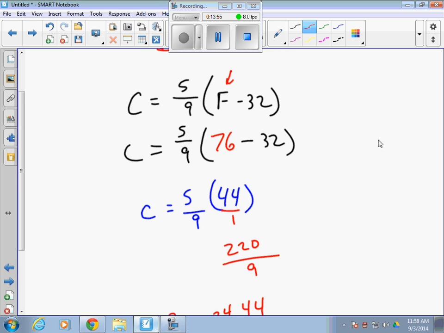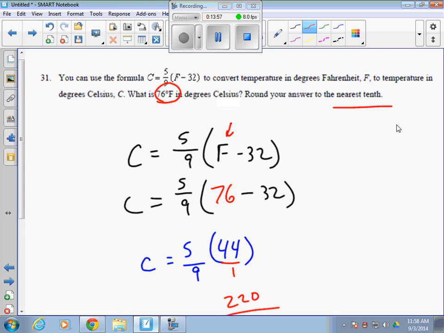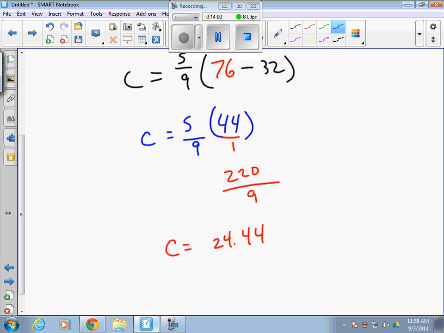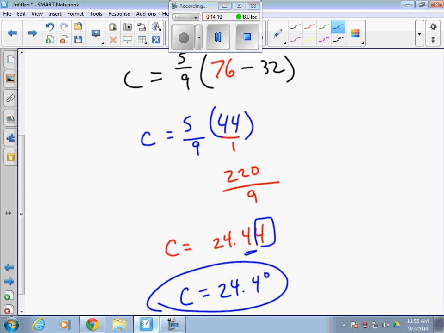It tells you to round to the nearest tenth if necessary. So again, we only want to go 1 space after the decimal. This 4 tells us we don't have to raise it up. We can leave it just like it is. So the Celsius degrees is 24.4 degrees when Fahrenheit was 76 degrees.